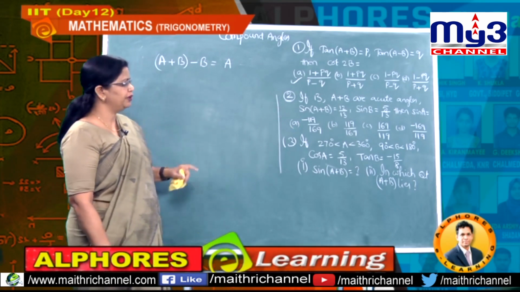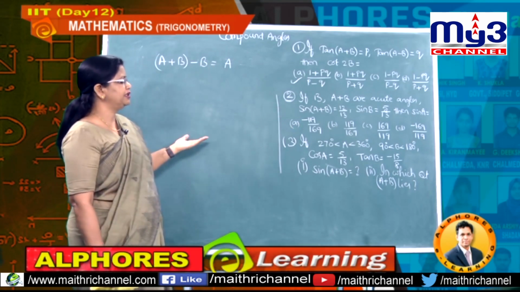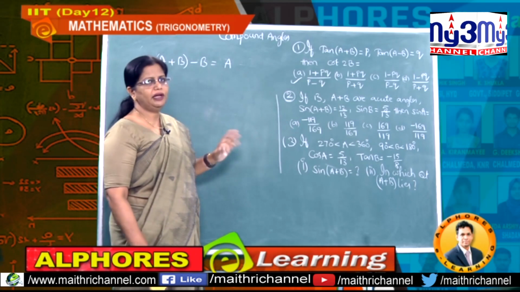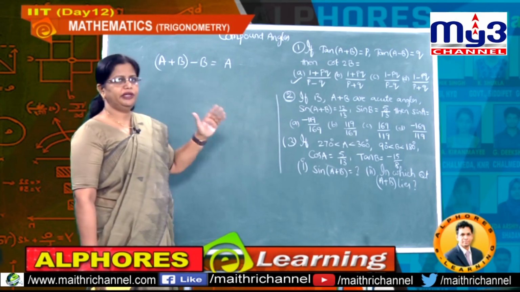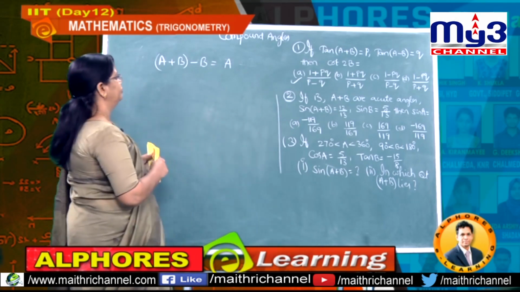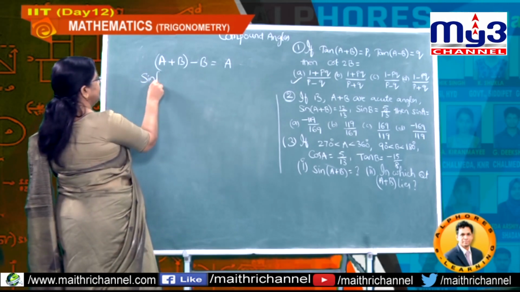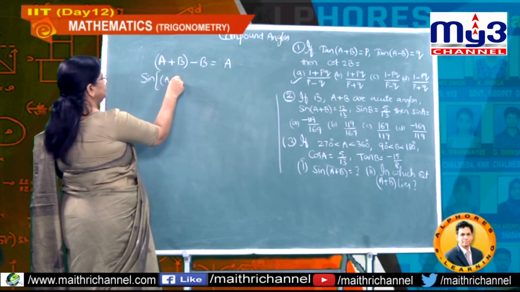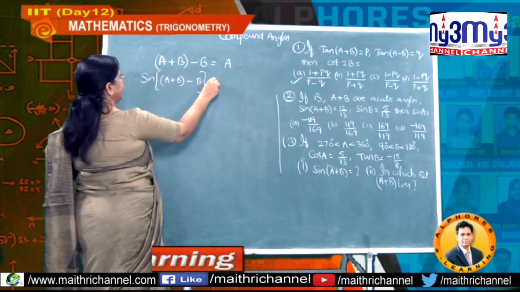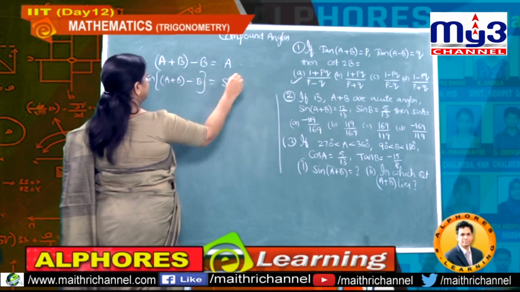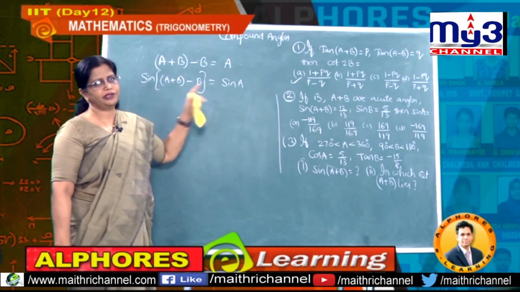Sin value. So you can find sin, cos, any value you can, and thereby you can make use of a right angle triangle. So let us take sin only. Sin of A plus B minus B, and this is sin A. So on both sides we took the sin function.